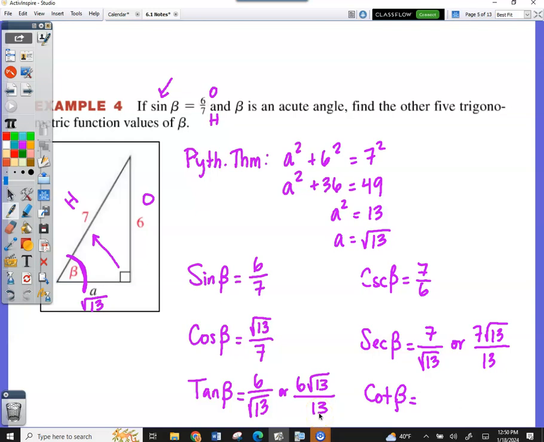Hey, let me say one thing real quick. When I go over here to write the reciprocal for cotan, do I want to flip this? No. That's why it is helpful to put that initial fraction, because then the reciprocal ends up not needing to be rationalized.